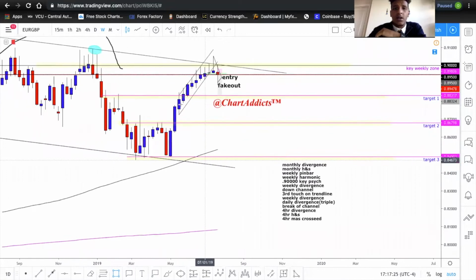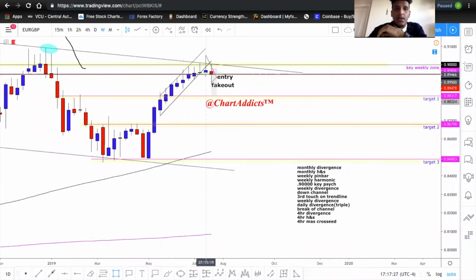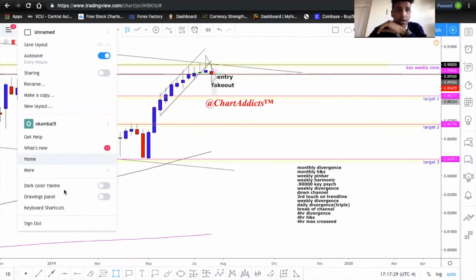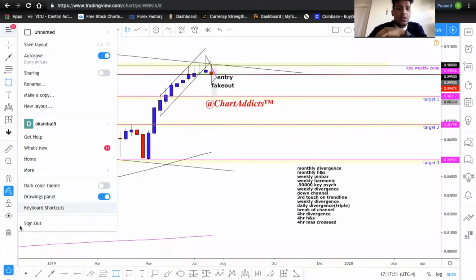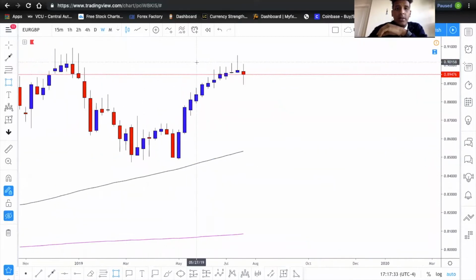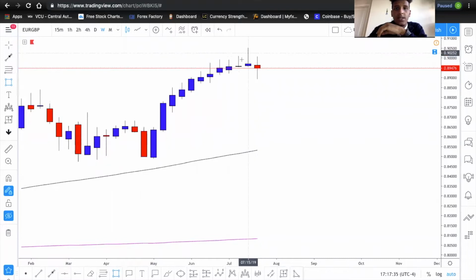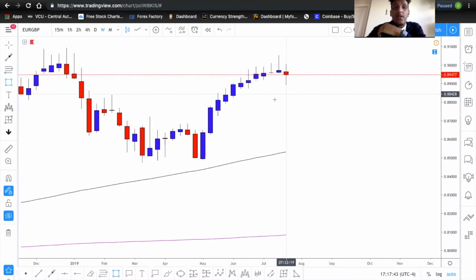All right, and just looking at the weekly, go ahead and just clean it up for you guys, just so you guys can see. Looking at price action, you guys can see we had a mean weekly pin bar. Okay, signifying very strong rejection, reversal. Okay, so we're looking for some follow through.